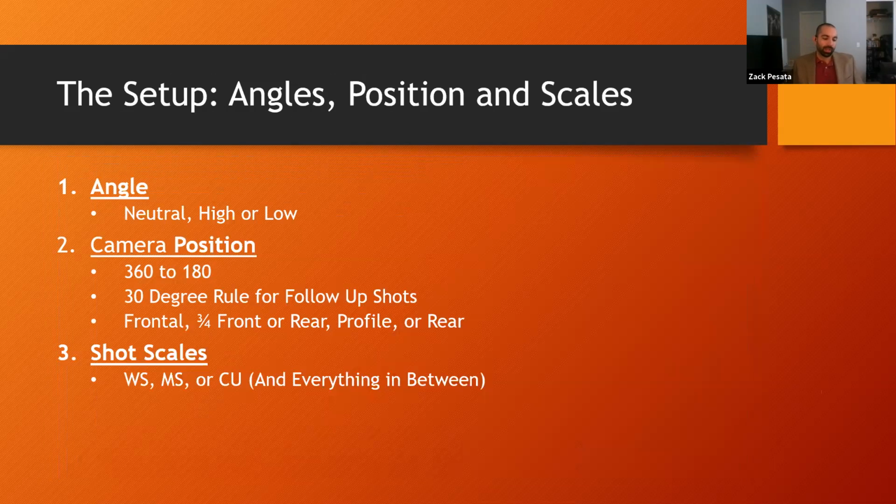Okay, so for the setup, every shot is a setup. And every shot has every element of cinematography. It has lighting, it has the setup, it has composition, it has color palette, and sometimes it'll have movement. But if you're talking about a shot in a paper, you need to let me know what the setup is before we break it down. So the setup is angle. Is it neutral, high, or low? What is the camera position?